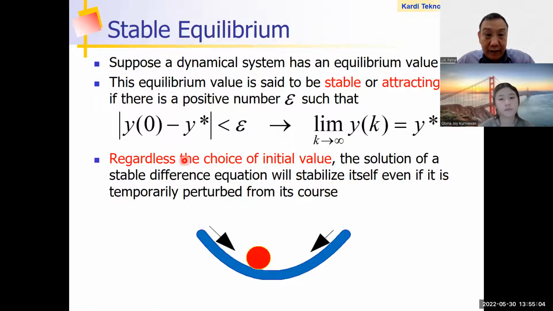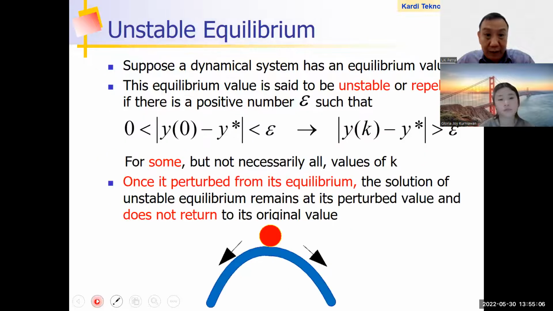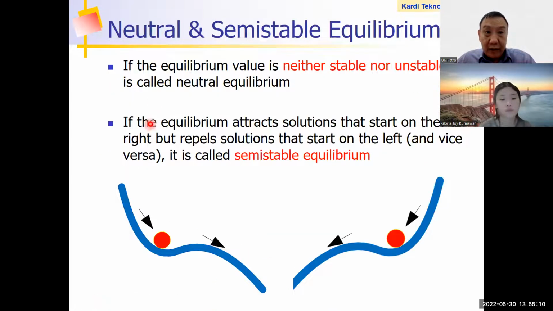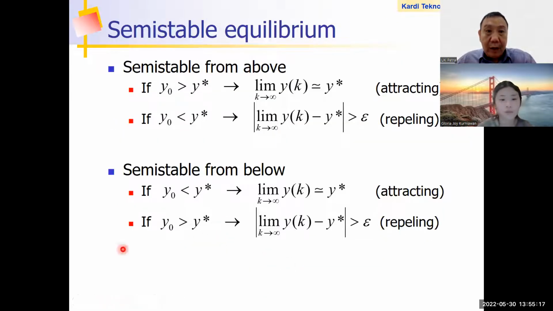So again, this is the definition of stable and unstable. You know it already. And this is neutral or semi-stable. You also know, last time we discussed this. So now, this is the criteria to be semi-stable. Semi-stable has two sides. One is called semi-stable from above, and the other one is semi-stable from below. It is attracting and repelling from different sides.